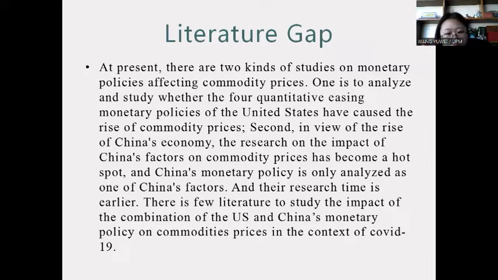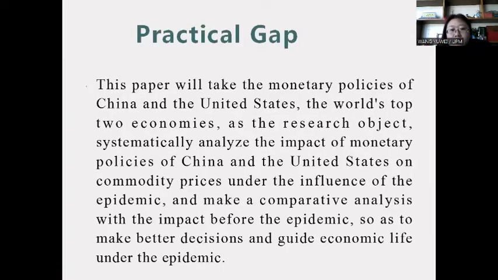But in this area, there is little literature studying the impact of the combination of US and China's monetary policy on commodity prices in the context of COVID-19. As for the practical side, this study will take the monetary policy of China and the US, those top 2 economies, as the research object, and analyze the impact of their monetary policy on commodity prices under the influence of the COVID-19, and make a comparative analysis with the impact before the COVID-19, so as to make better decisions and guide economic life under the pandemic.